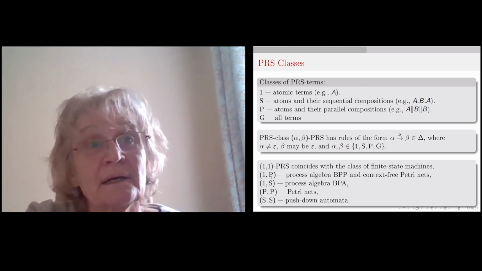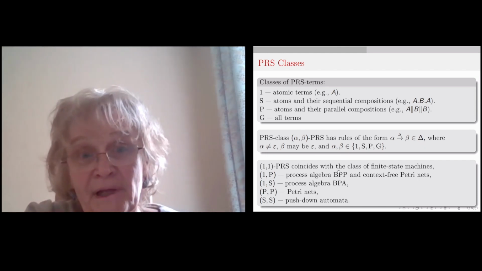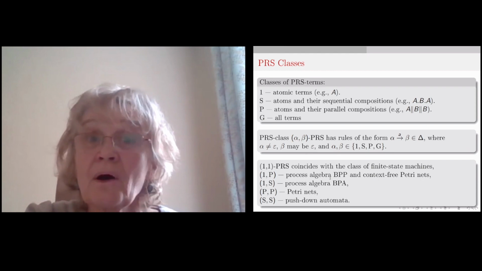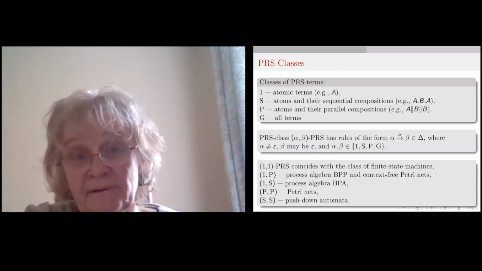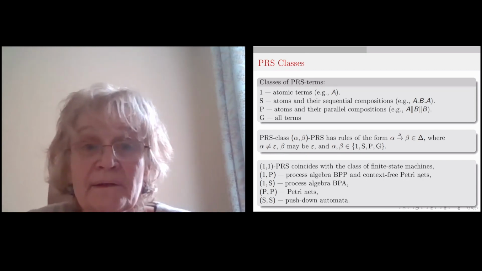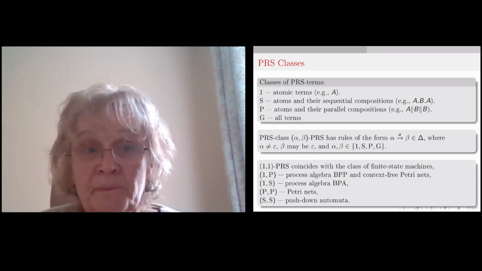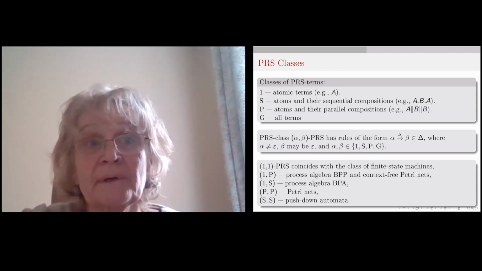If we consider systems where the left parts of our rules are atomic terms, and on the right we have parallel composition, then we get a so-called special kind of process algebra, studied already before, or it is equivalent to context-free Petri nets. And context-free Petri nets are Petri nets where all transitions have just one input place.